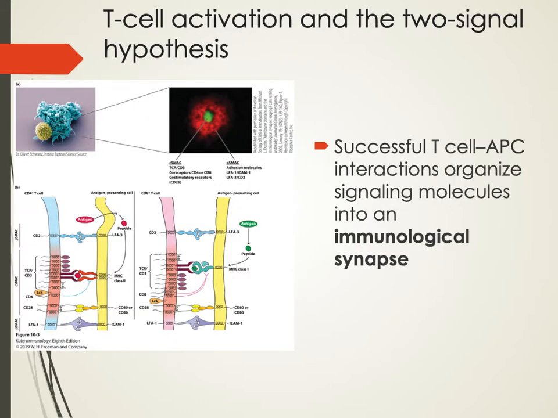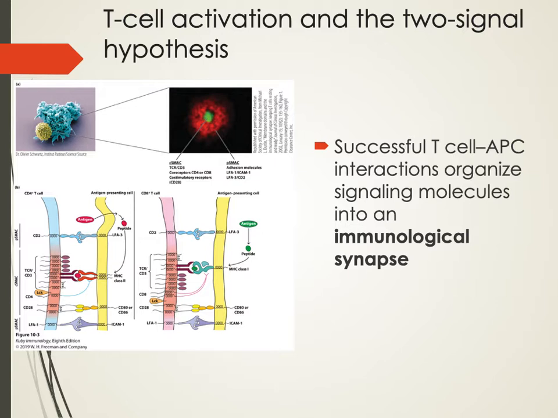So when we have these successful interactions, this would be called an immunological synapse. Okay, so just like we would have a neuromuscular synapse, where we're going to have interactions between a neuron and a muscle, the immunological synapse is those interactions between the T cell and the antigen presenting cell, the APC, and the signaling molecules that are involved in that process.